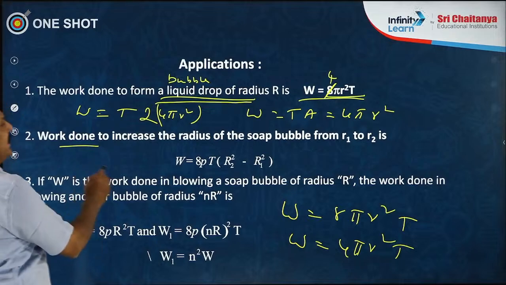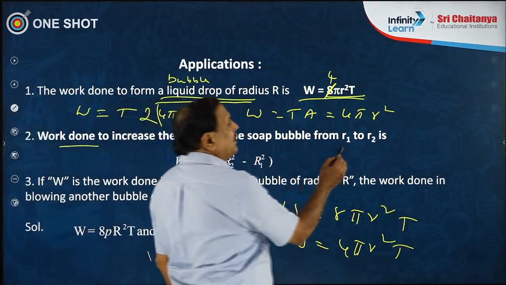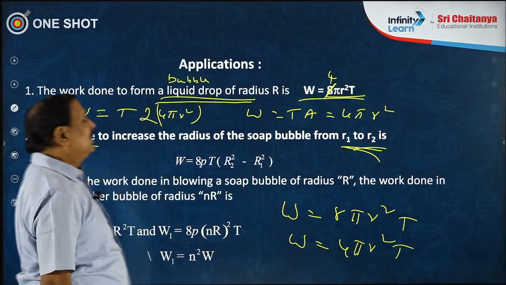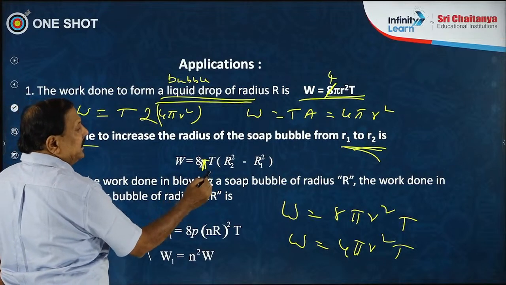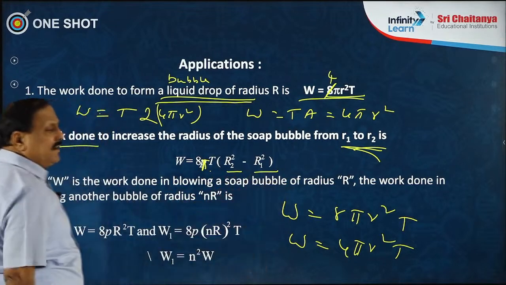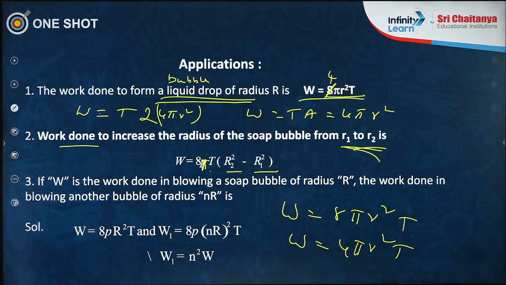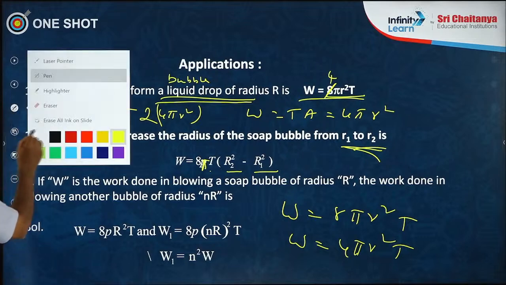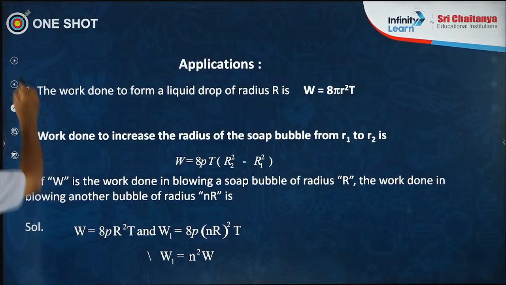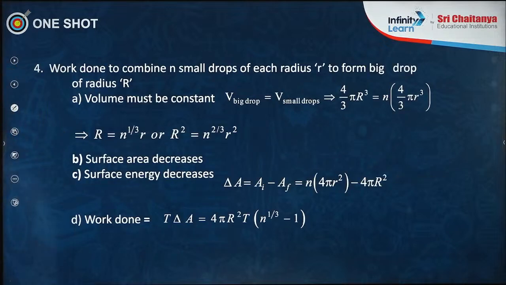Suppose you want to increase the radius of the bubble from R1 to R2: the work is 8 pi T into R2 square minus R1 square. R1 is the initial radius and R2 is the final radius. Like that, different cases are given. In the case of a liquid drop, go through the surface energy formulas.